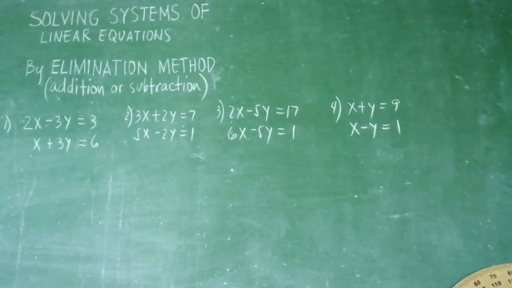Okay, elimination method, either addition or subtraction. What we are going to do first is to write the equations in the standard form, that is ax plus by equals c. And then after that, we have to choose and decide which variable we are going to eliminate. So it is better for us to have an example on the board.